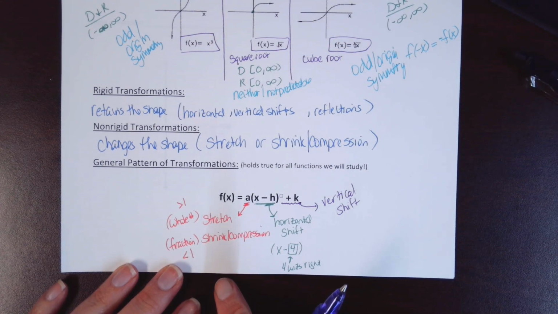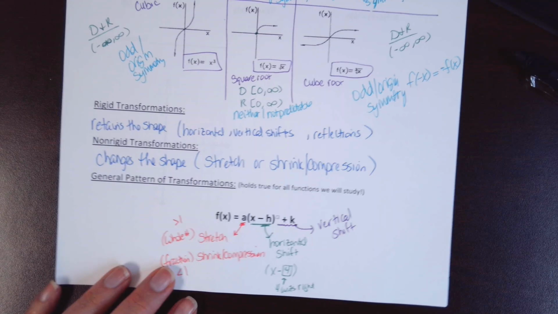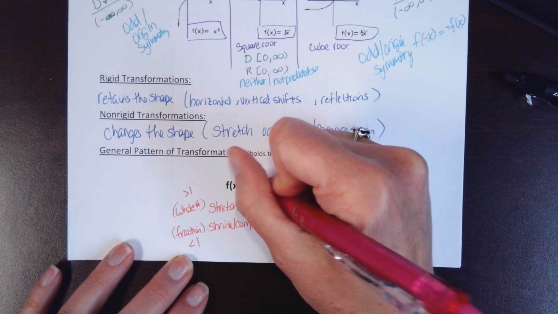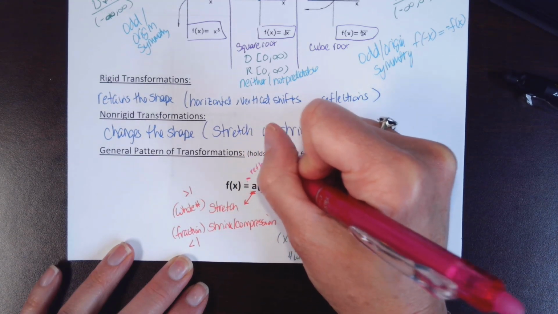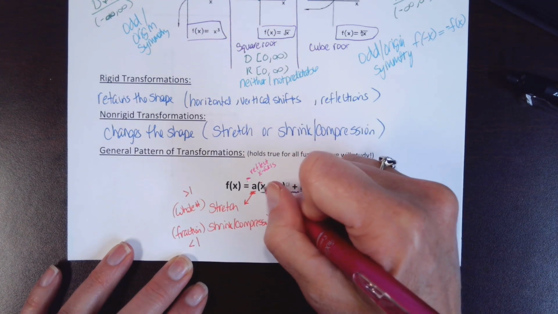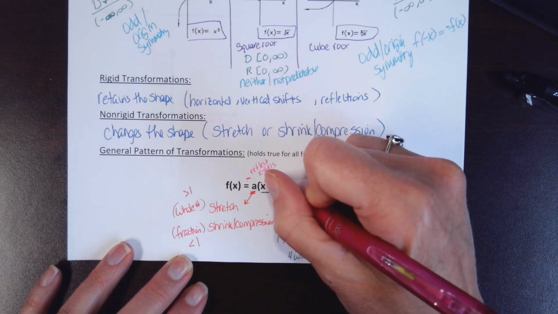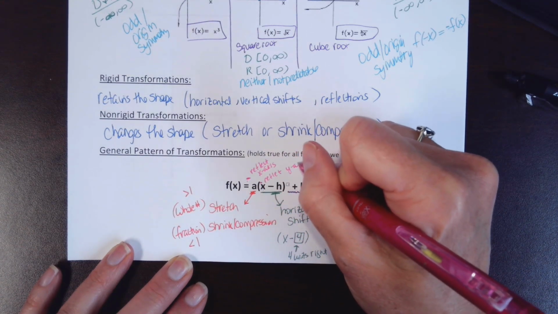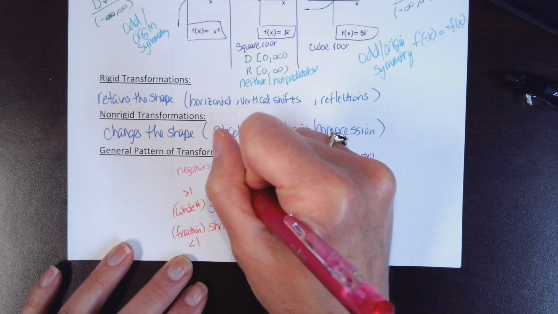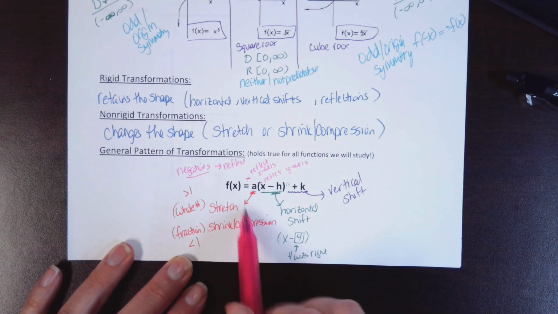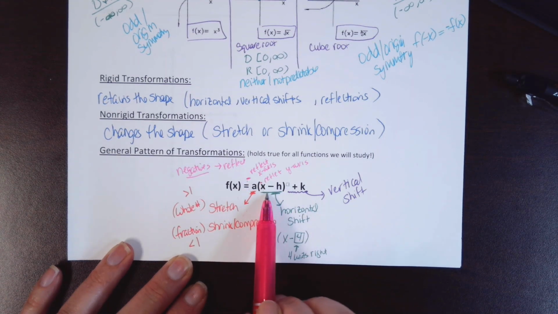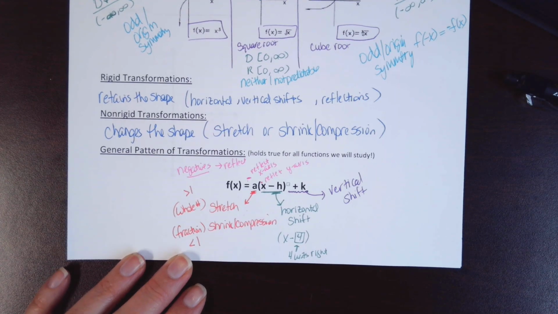Now, I can also have a reflection. Reflections show up if I have a negative out in front. That would cause me to reflect across the x-axis. If I had a negative right here in front of the x inside the parentheses, that's going to be reflection over the y-axis. So negatives make me reflect. That negative can either be out in front and it's reflection over the x-axis, or inside attached to the x, and that causes it to reflect across the y-axis.